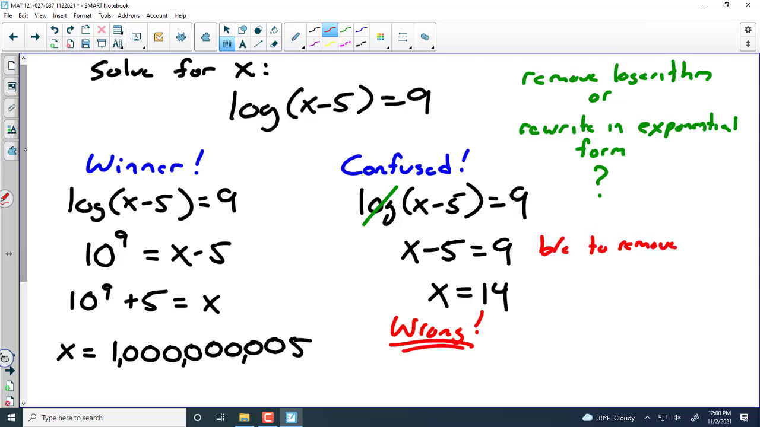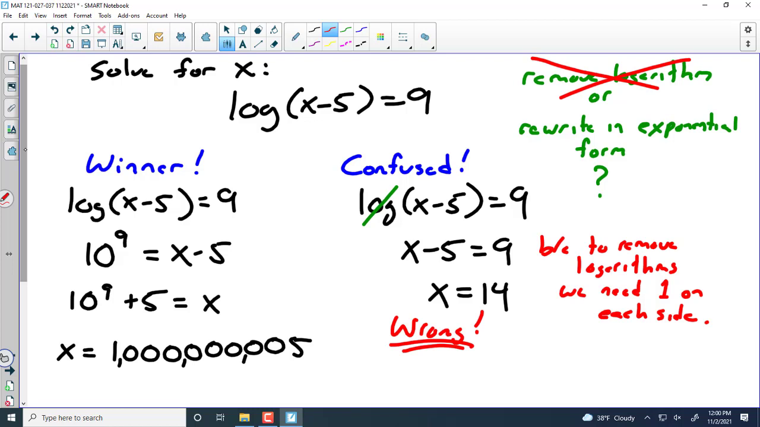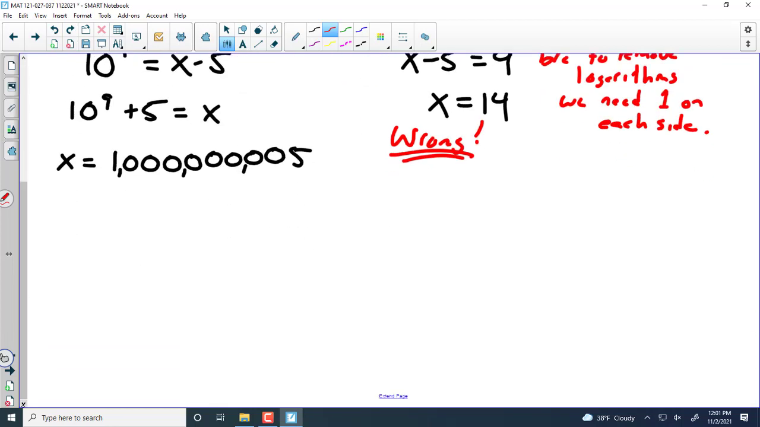because to remove logarithms, we need one on each side. Everyone clear on that? You can only remove the logarithms if you have the logarithms on each side. Otherwise, we're still doing this technique that we already learned of rewriting in exponential form.